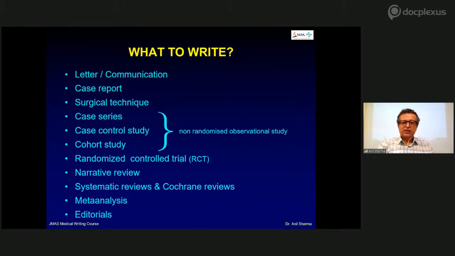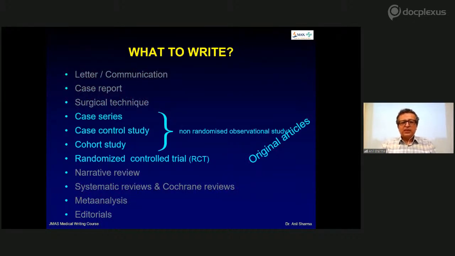The letter to the editor, the case report, the surgical technique, which is also known as how I do it, the case series, the case control study, the cohort study. Now, the case series, the case control study, and the cohort studies are known as non-randomized observational studies, because in these studies, you don't have a randomized control group, which means that you don't have a control group that is similar to the patients that are being treated. Then the randomized control trial, and then we have narrative reviews, systematic reviews, Cochrane reviews, meta-analysis, and finally editorials.